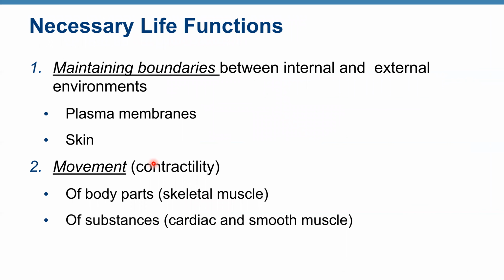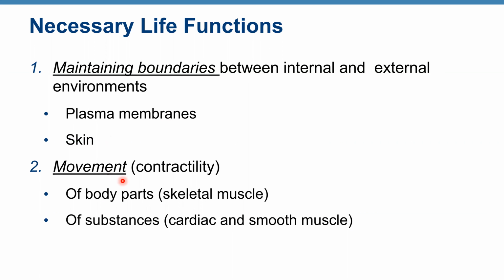Now, necessary life functions. We have 8 major functions that are necessary for life, for living organisms. The first one is maintaining boundaries. Boundaries between internal and external environments. And this includes the plasma membrane, which is actually the boundary of every single cell in your body, or skin, which is the membrane that covers your body.